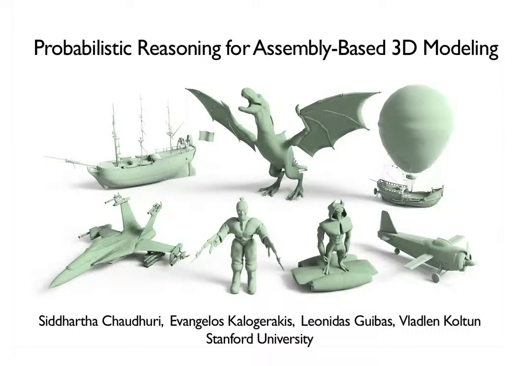A key challenge in assembly-based 3D modeling is the identification of components that are relevant to the shape being modeled. We present a probabilistic reasoning approach that suggests compatible shape components from an input library to assist users in assembling 3D models interactively. Our method has a pre-processing and a runtime stage.